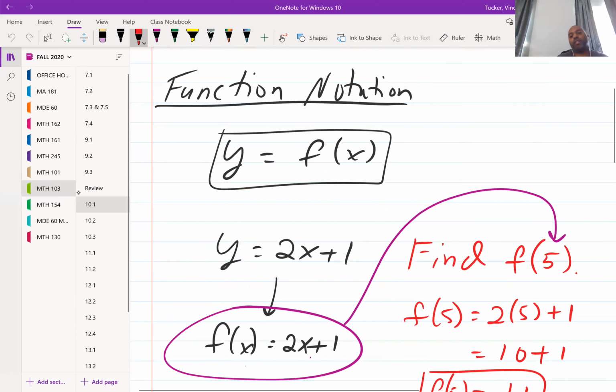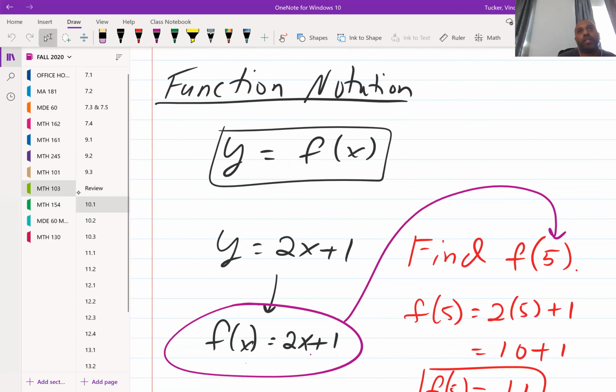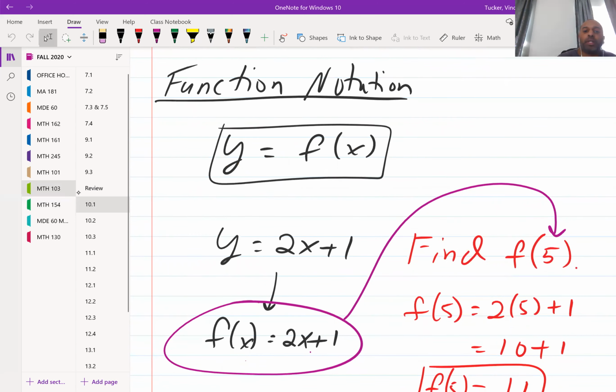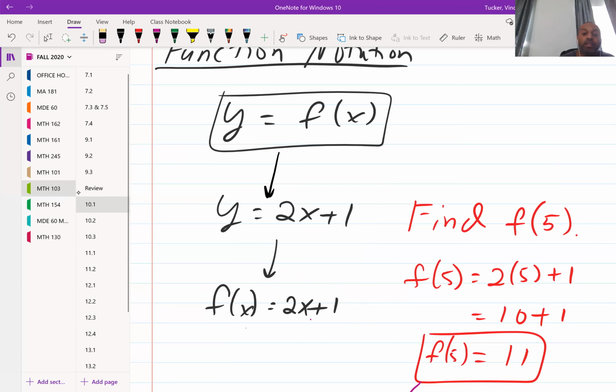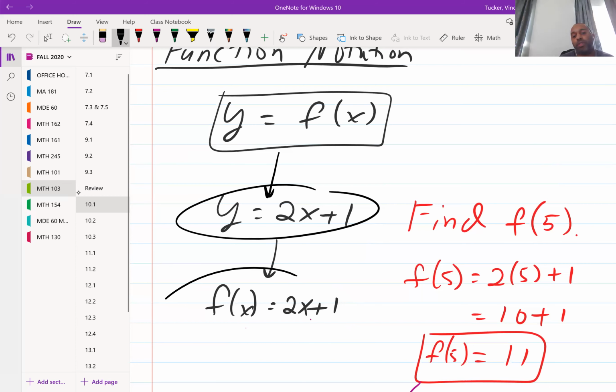All right, so function notation. This gets us ready to close out the section. So y is equal to f of x. What they're saying here is that if I have the function y equal to 2x plus 1, then I can interchange f of x with y and still be saying the same thing. They expect you to know that. So y equal to 2x plus 1 is the same thing as f of x equal to 2x plus 1, because y and f of x are interchangeable.